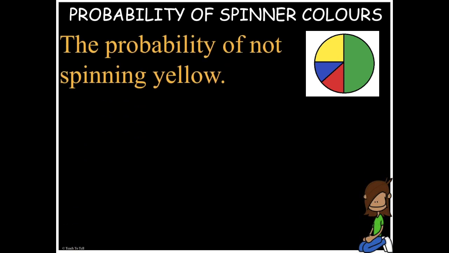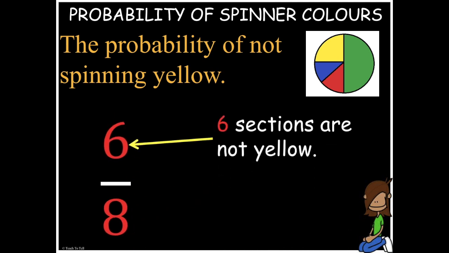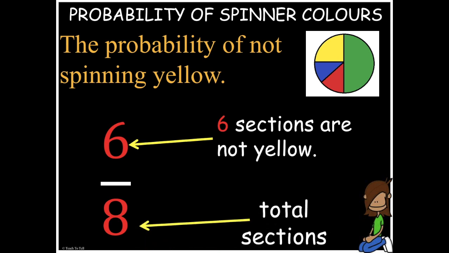The probability of not spinning yellow. So yellow is 2 sections, so that leaves us with 6 out of 8 that will not be yellow. This can be further reduced to 3/4.